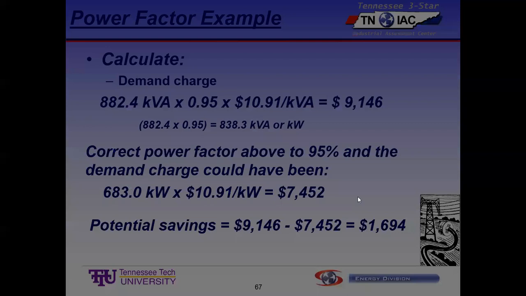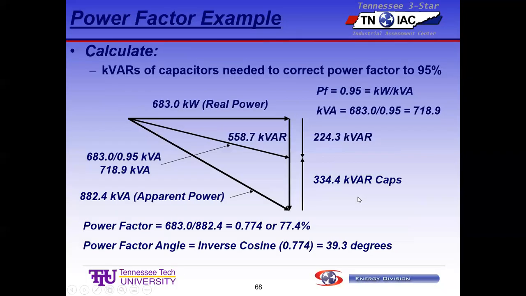Okay, so let's correct this. The big outside triangle is the one we've already worked with. It's got the apparent power, the hypotenuse, is 882.4. The long side over here, this entire side, is 558.7. And this is the 683, so that's the real power. So that's the same triangle we had.